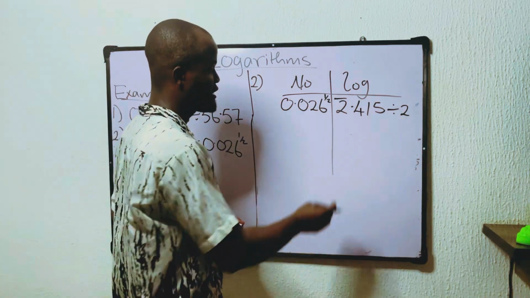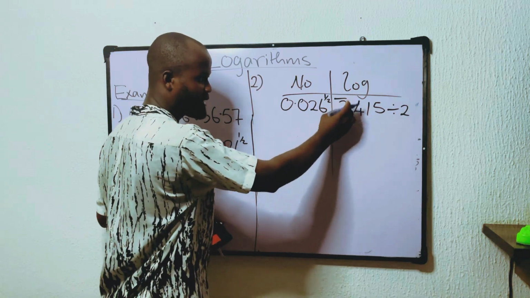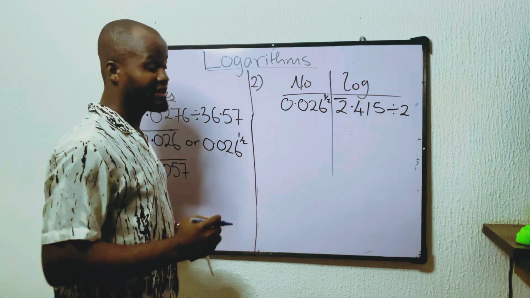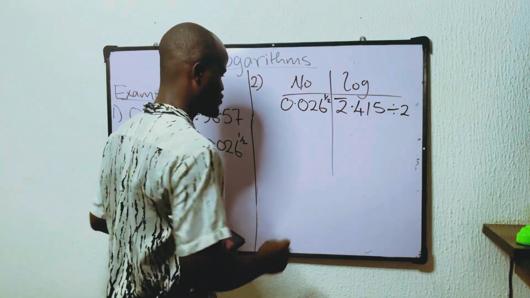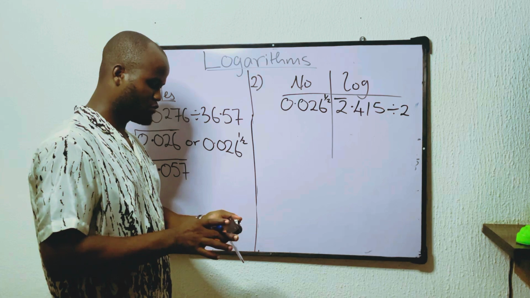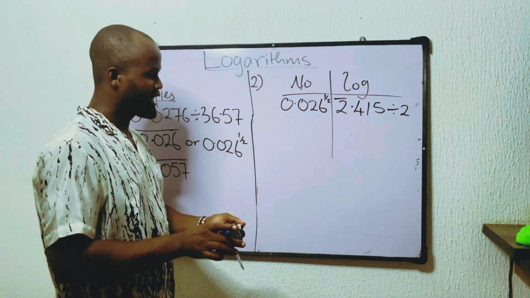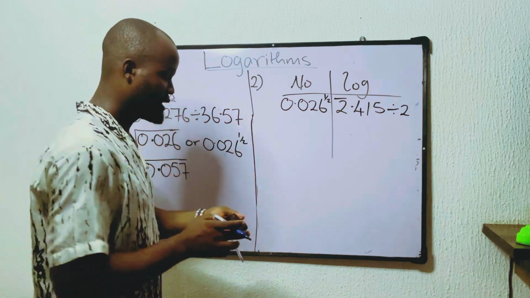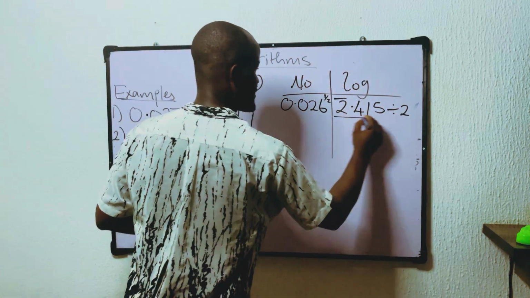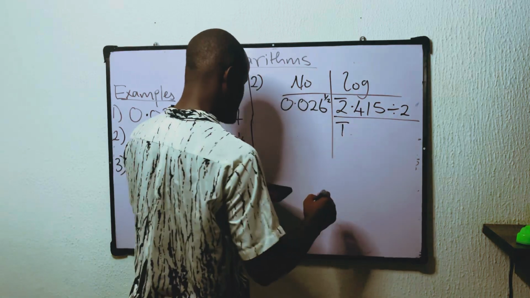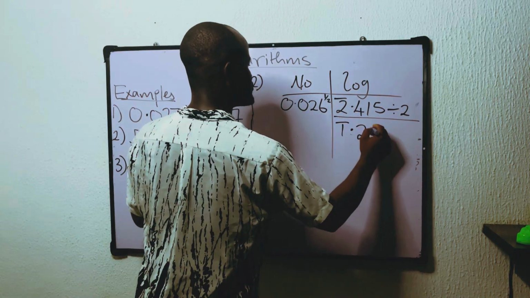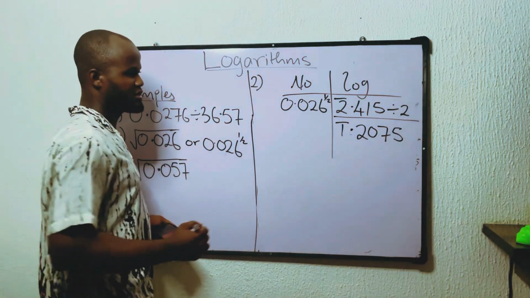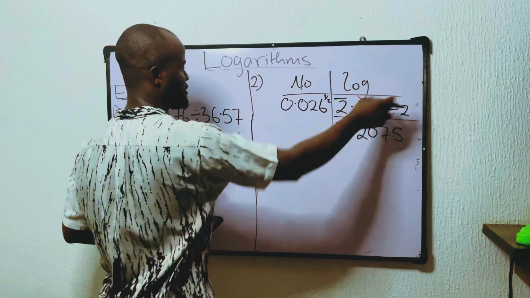And that's because the number in the characteristic is the same as the number dividing this logarithm. So minus 2.415 divided by 2 gives us bar 1.2075. So the next step is to find the antilog, because we are done with the operation.